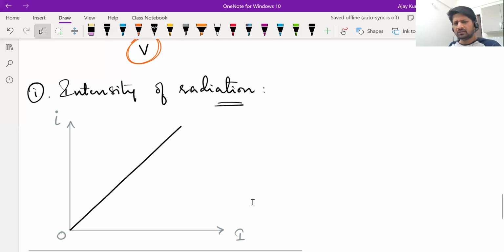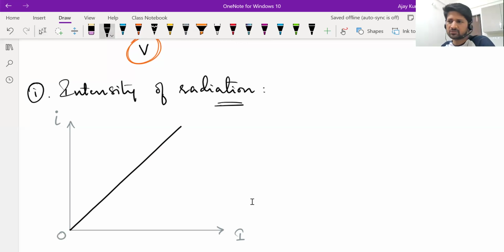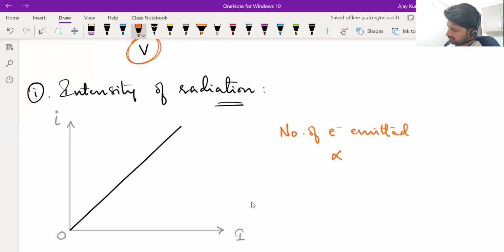So what can we conclude from this? It was found that if you increase intensity, current is increasing. Now, current increasing means what? The number of electrons emitted per unit time is increasing. If more electrons are emitted, obviously that will lead to more current. So what we can conclude based on this is that the number of electrons emitted is proportional to intensity of radiation.